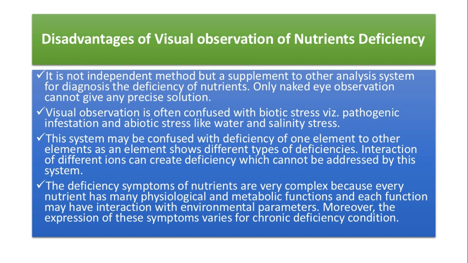This system may confuse the deficiency of one element with another, as an element shows different types of deficiencies. Interaction of different ions can create deficiency which cannot be addressed by this system. The deficiency symptoms of nutrients are very complex because every nutrient has many physiological and metabolic functions, and each function may have interaction with environmental parameters. Moreover, the expression of these symptoms varies for chronic deficiency conditions.